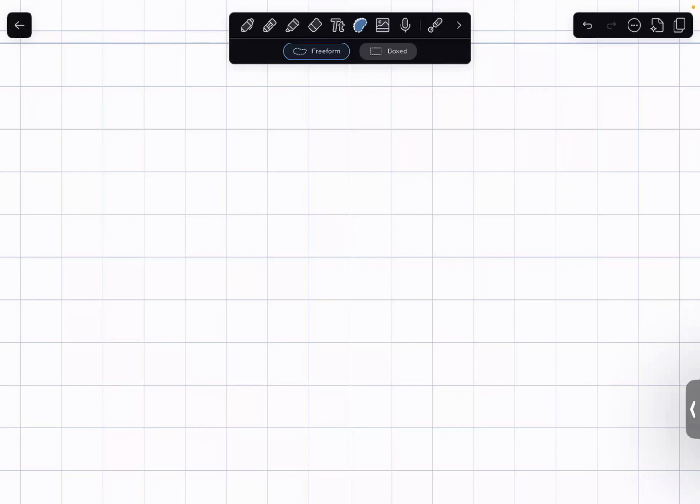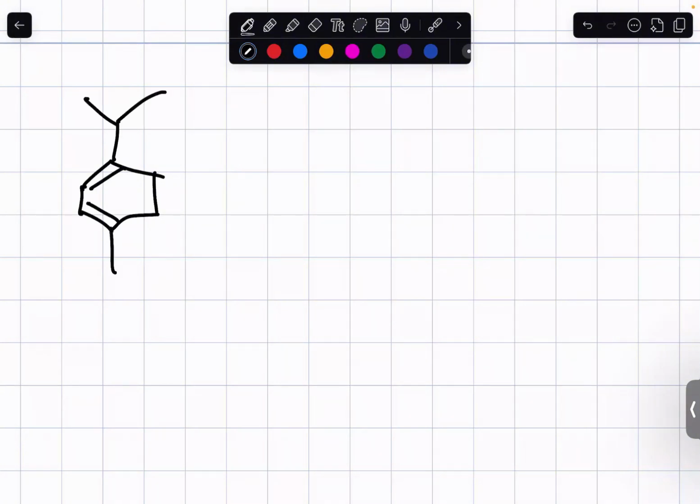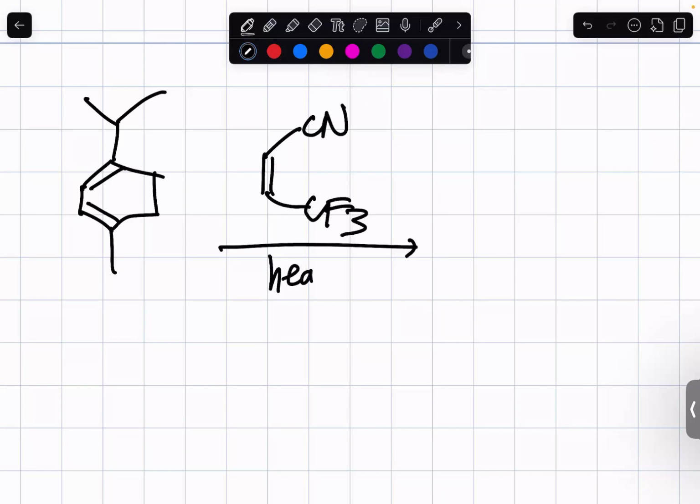Okay, so these four here, Diels-Alder. We have this diene and this dienophile with the two EWGs, CF3 and CN, and we have heat with it. Now I'm going to highlight the diene part in yellow and the dienophile part in blue right there. I'm going to draw the pocket between the diene and dienophile like that.